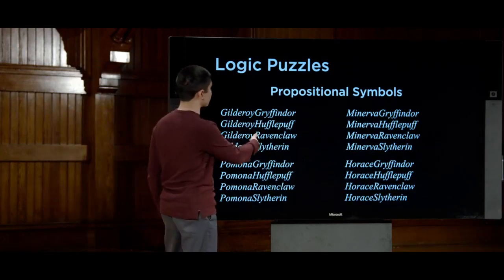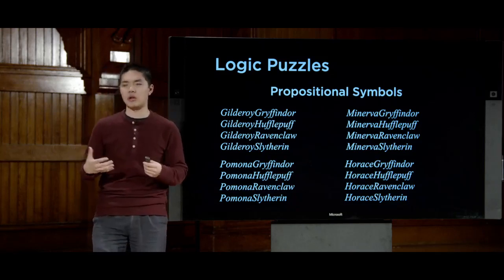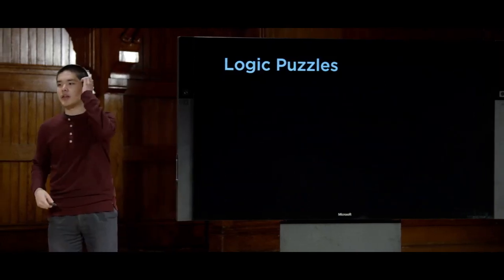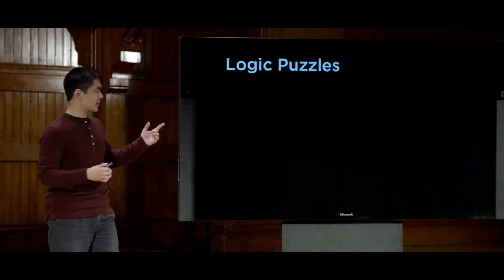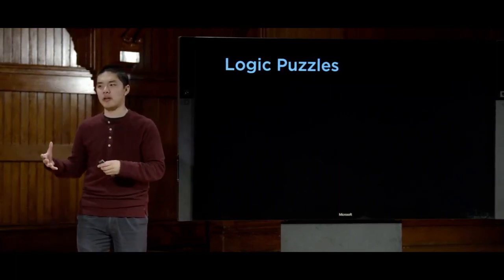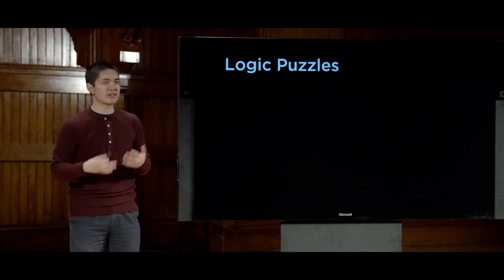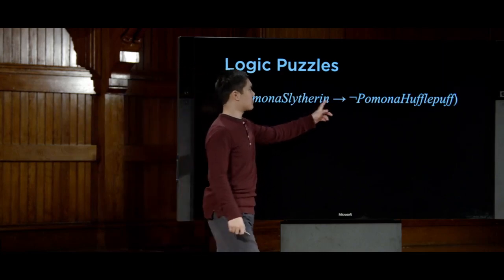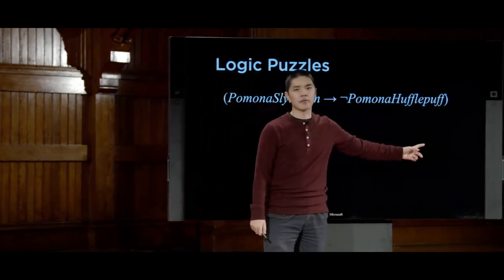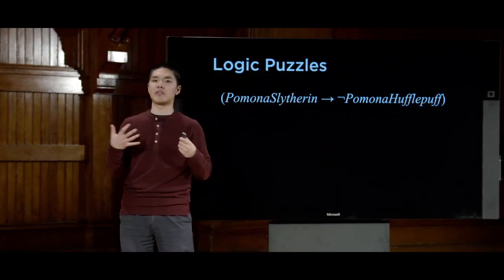Using this type of knowledge, we can then begin to think about what types of logical sentences we can say about the puzzle. Before we even think about the information we were given, we can think about the premise of the problem, that every person is assigned to a different house. So what does that tell us? Well, it tells us sentences like this. It tells us, like, Pomona Slytherin implies not Pomona Hufflepuff. Something like, if Pomona is in Slytherin, then we know that Pomona is not in Hufflepuff.